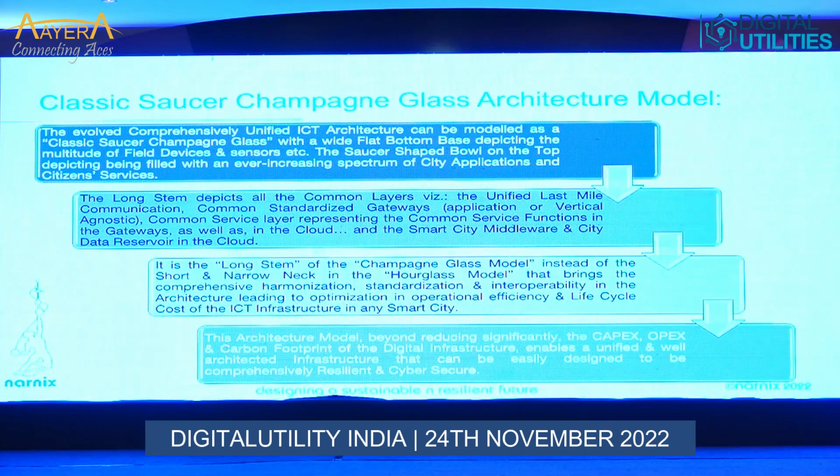So the evolved comprehensive ICT architecture can be modeled like this. And the interesting part is this long stem is the one that brings in the comprehensive harmonization, standardization, and interoperability in the architecture, leading to optimization, operational efficiency, and life cycle cost of ICT infrastructure in smart city or even for smart grid for that matter. This architecture model, beyond significantly reducing the CAPEX, OPEX, and carbon footprint of digital infrastructure, enables a unified and well-architected infrastructure that can be easily designed to be comprehensively resilient and even cyber secure.